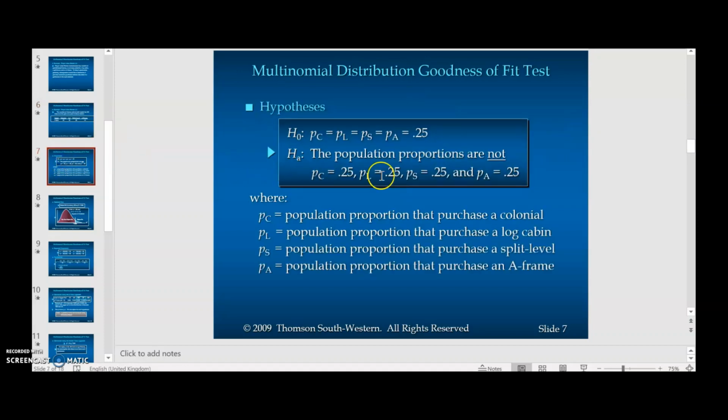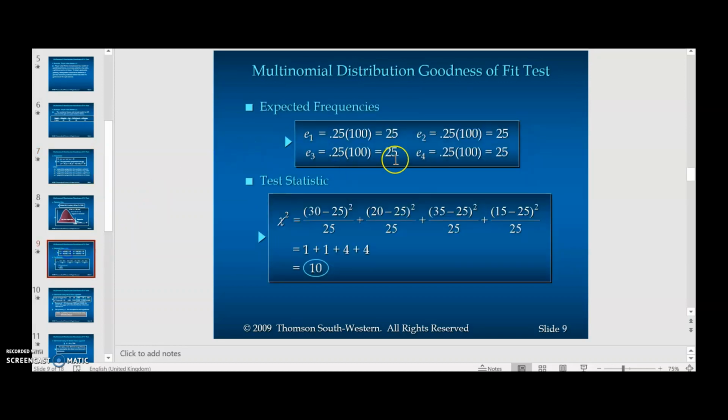And based on the question, we also know that the population proportion that is stated in the null hypothesis is equal to 25%. So that is why we multiply the population proportion stated in the null hypothesis by 100 houses or 100 homes. We have 25 for each category. So the expected frequency for the first category is equal to 25.